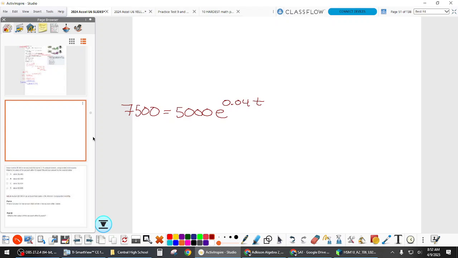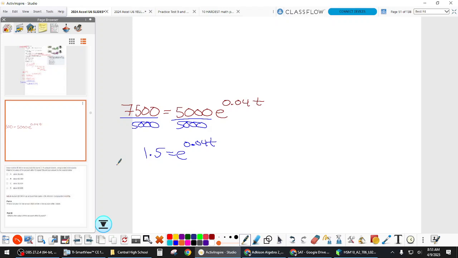You want to get t by itself. So what's a good first step? Divide by 5. Yeah. Then square root? How do I get t out of the exponent? Square root by t?